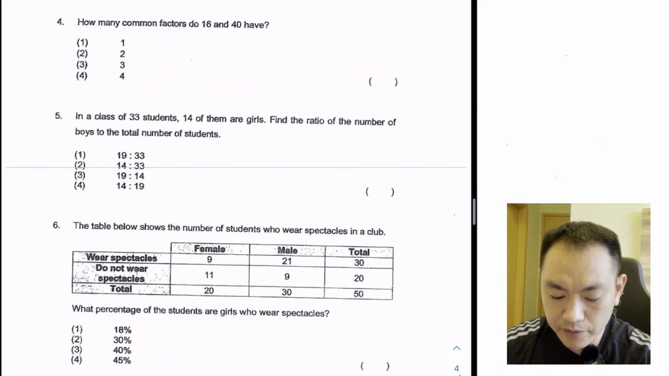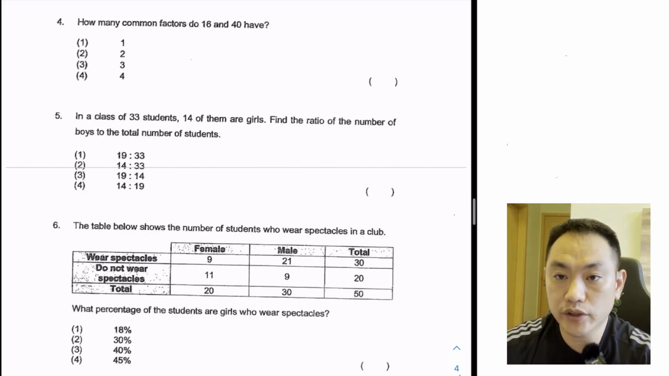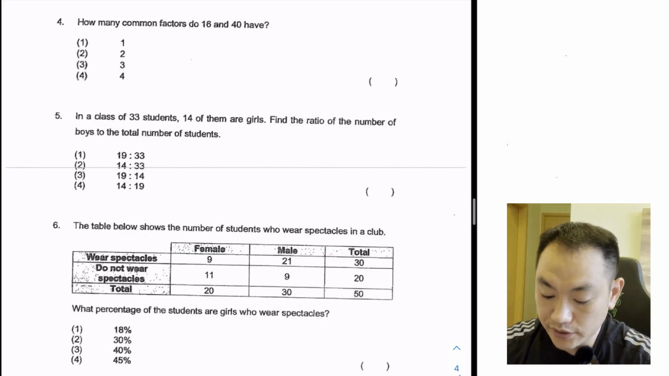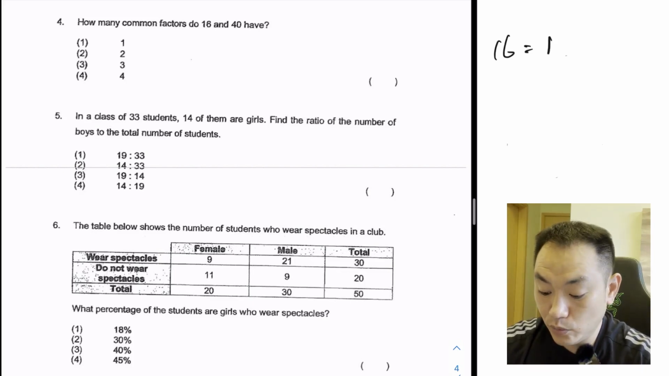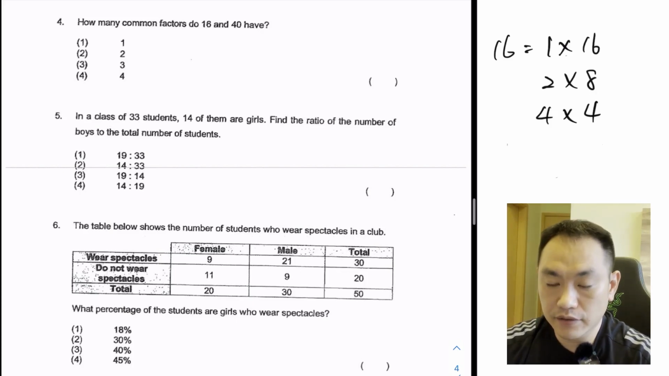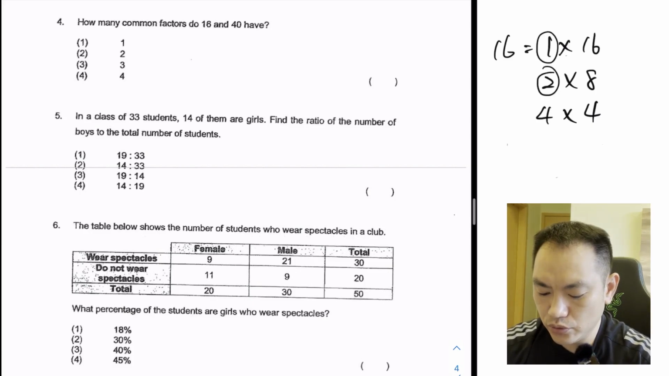Question 4. How many common factors do 16 and 40 have? This is a common trap you will fall into. He's asking for the common factors. So let's figure out all the factors of 16 and also 40. I will do this on the right hand side. For 16, it can be 1 times 16, 2 times 8, 4 times 4. So basically the factors are 1, 2, 4, 4 is repeating, and then 8, and then 16. So these are the factors of 16.